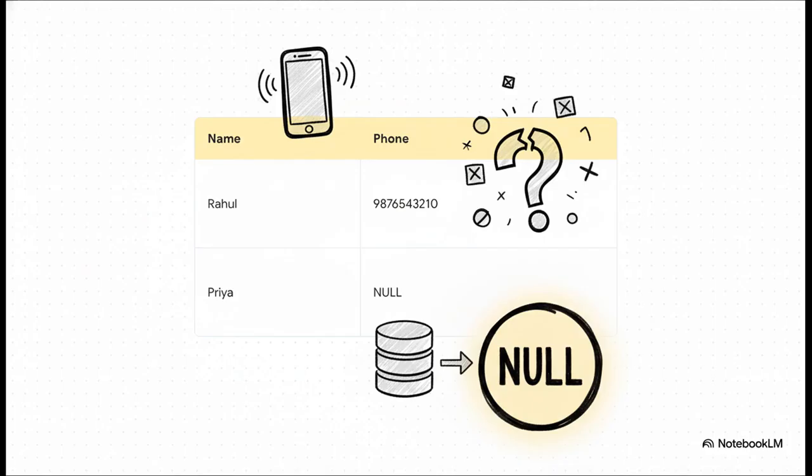Let's look at a really simple example to make this click. Here, we've got a table of students. For Rahul, we have his phone number, no problem. But for Priya, we just don't have that information. So the database doesn't store 0 or a blank space. It stores null to officially mark that phone number as missing and unknown.